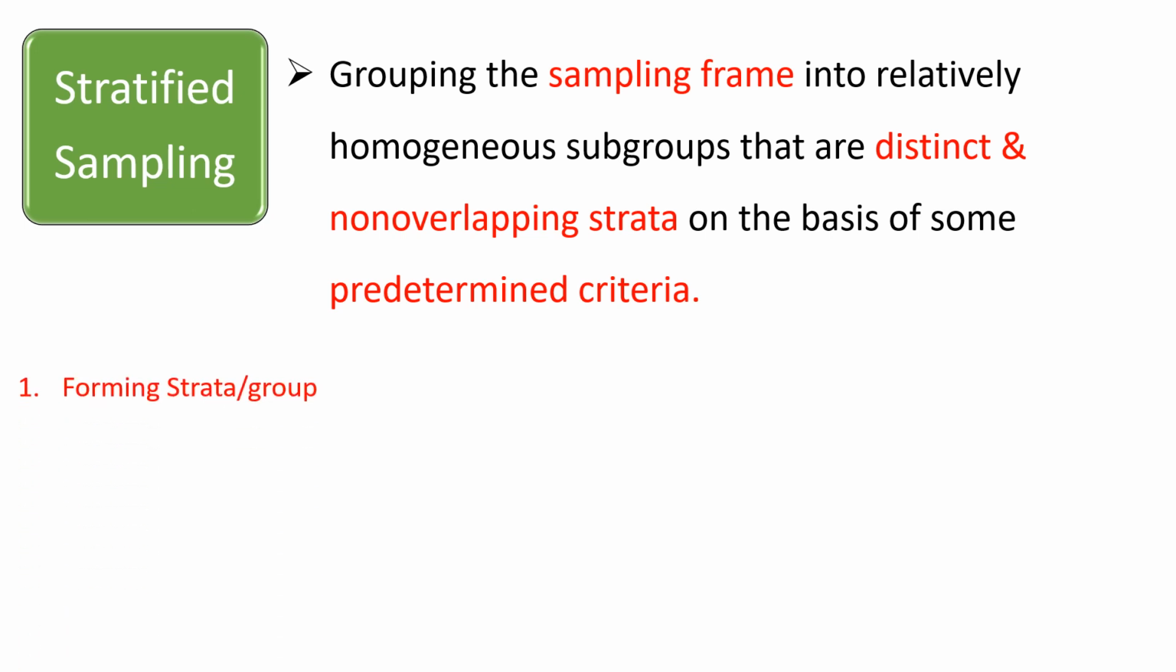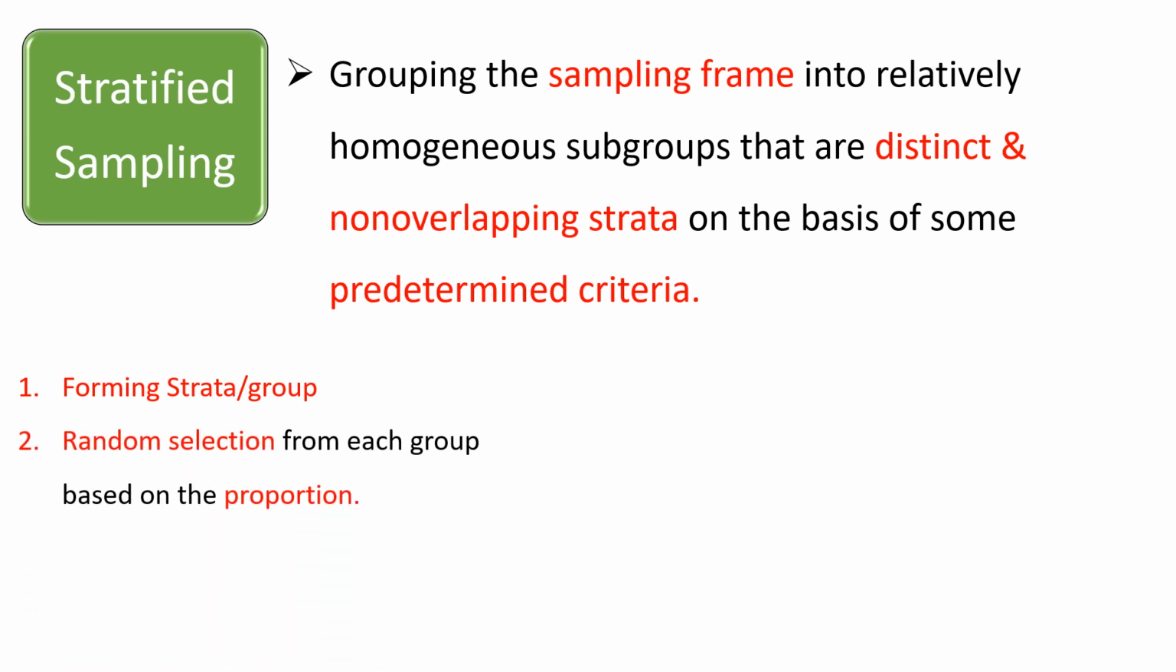Let's see the procedures to conduct stratified sampling. The first step is to form strata or groups. For example, we can take gender, education level, salary, or other predetermined criteria to form distinct and non-overlapping groups. Based on that, we form the strata or groups.